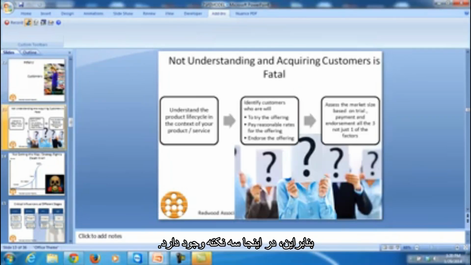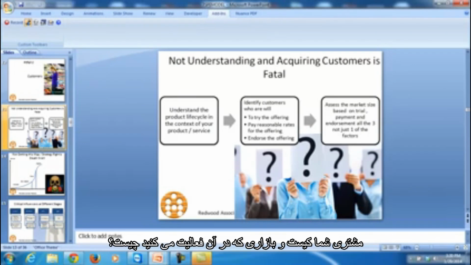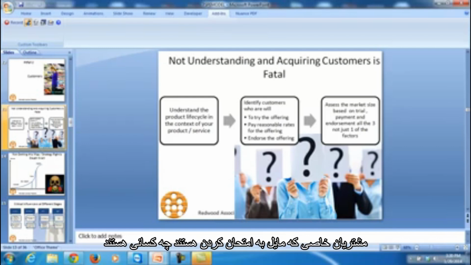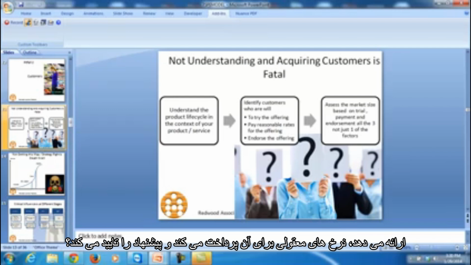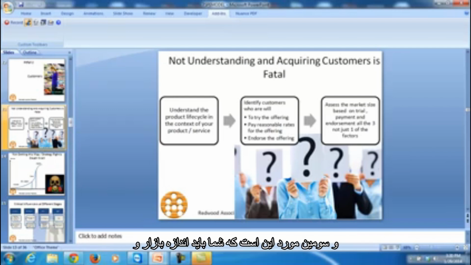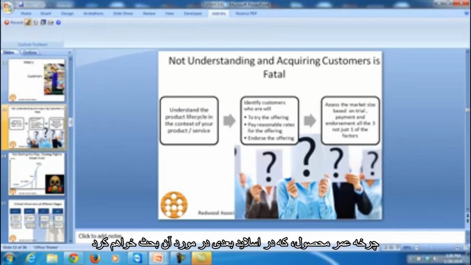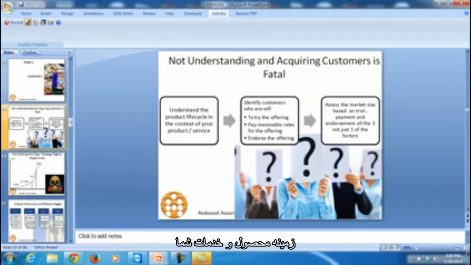So, there are 3 points out here. Number 1, you need to understand who your customer is and what market you are operating in. Second, who are the specific customers who are willing to try out the offering, pay reasonable rates for it, and endorse the offering. And the third thing is, you need to estimate the market size and how you are going to reach them. So first, to repeat, you need to understand a whole concept called the product life cycle, which I will be discussing in the next slide, in the context of your product and service.